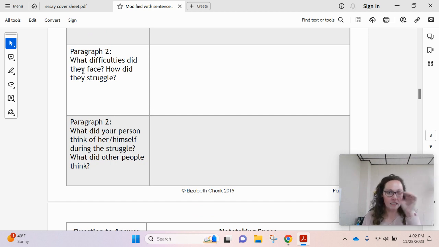Now, paragraph 2, what was difficult? What difficulties did they face? How did they struggle? Remember, this one's all about the obstacle that you're supposed to talk about. So the difficulties, that's the obstacle, that's the challenge I keep saying. Also in paragraph 2, what did the person that you're researching think about themselves during that struggle? So while they are having this challenge in their life, what did they think about themselves?